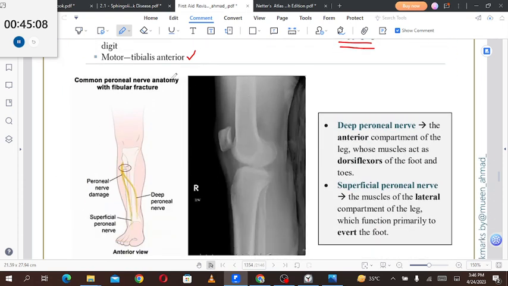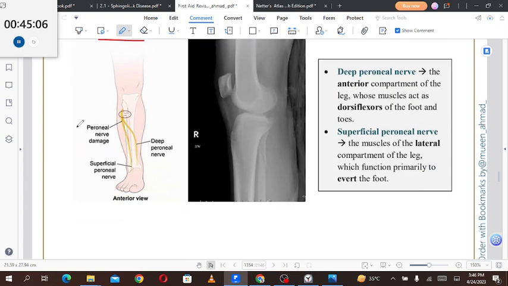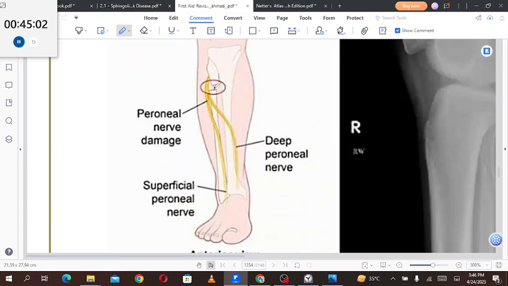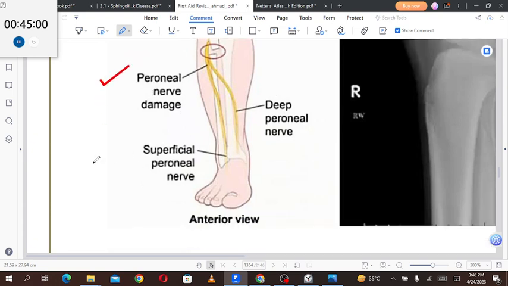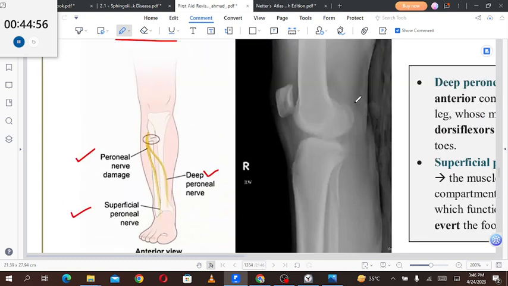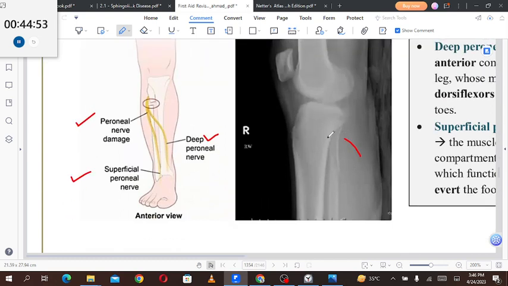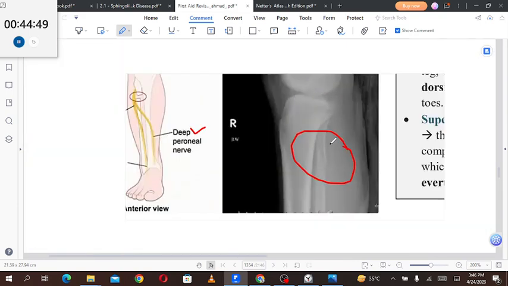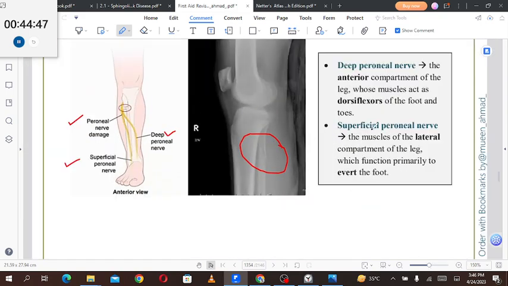Common peroneal nerve anatomy with the fibular fracture. If I could zoom it in, here you can see that the fibula is being fractured over here. This is peroneal nerve damage, that means superficial peroneal nerve and the deep peroneal nerve. Okay, here is a fracture. If you could see, this is the fracture site. I have seen this picture somewhere. I don't remember where. I guess on the 100 points maybe.